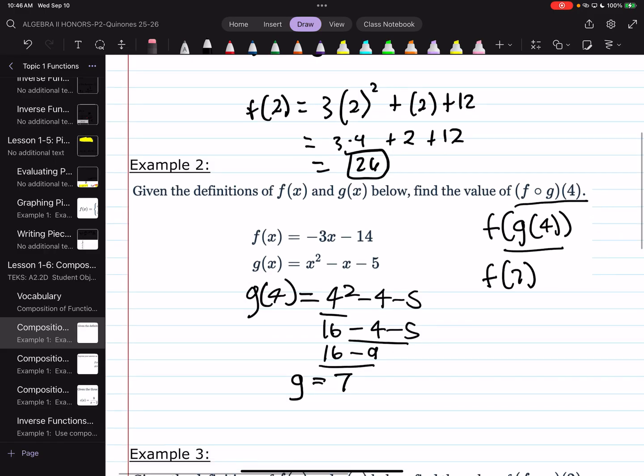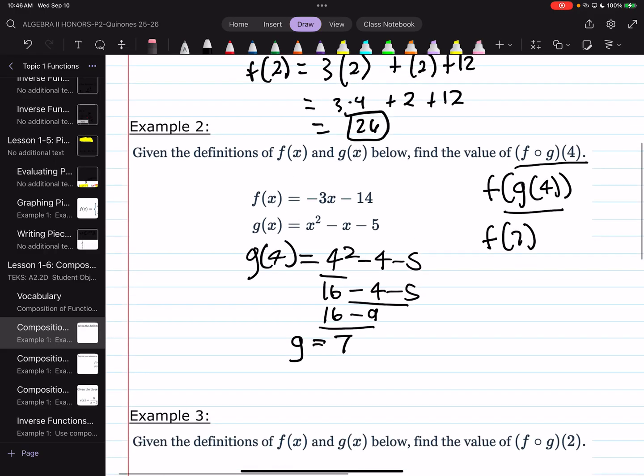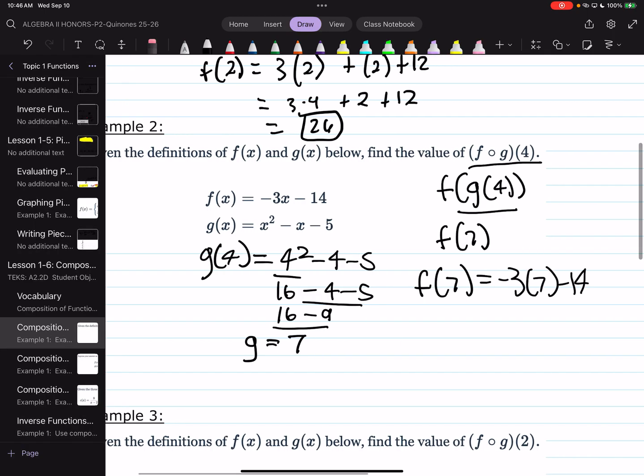So now we have f of 7 equals negative 3 times 7 minus 14. Negative 3 times 7 is negative 21. And then minus 14 is negative 35. So the value of f is negative 35.